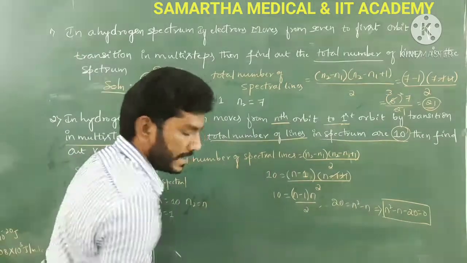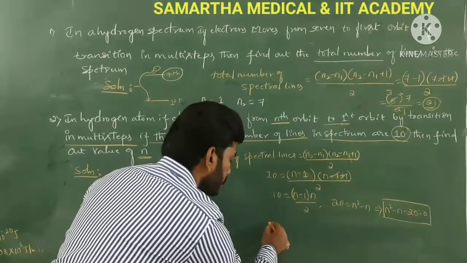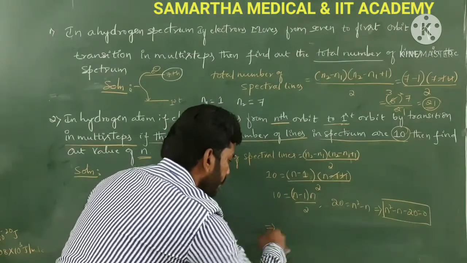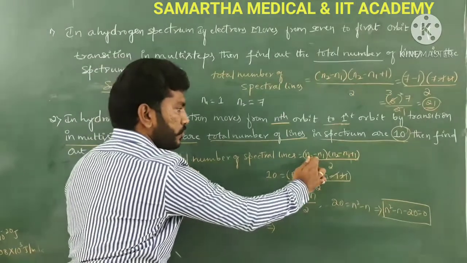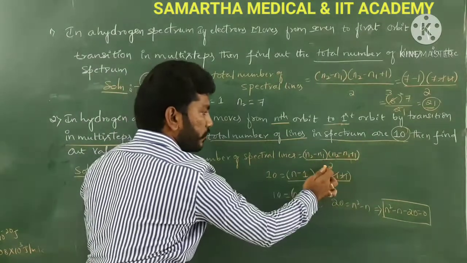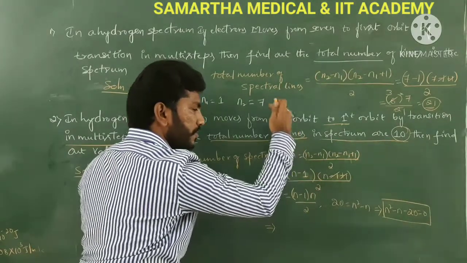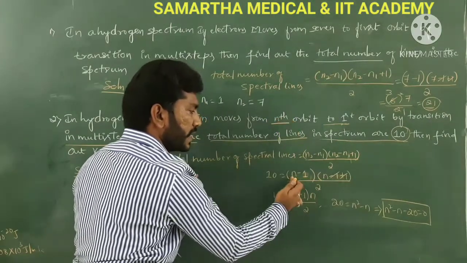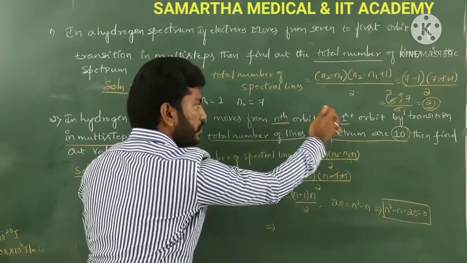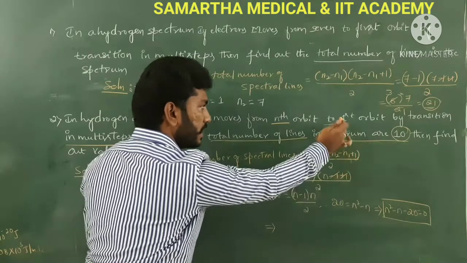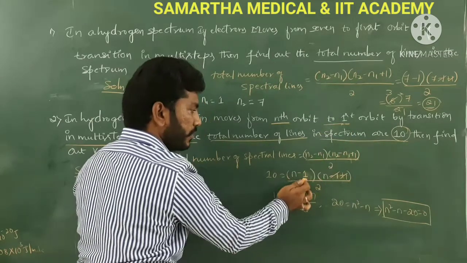Okay, so let's factorize this particular equation. Then what are we going to get here? See guys, we have the formula: total number of spectral lines equals (n2 minus n1)(n2 minus n1 plus 1) divided by 2. The n2 value has to be the nth orbit, meaning the higher orbit, so it has to be taken as n. The electron moves from the nth orbit to the first orbit, meaning the lowest energy, that's why the n1 value will be 1.